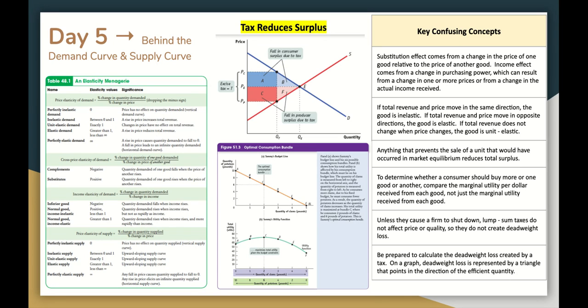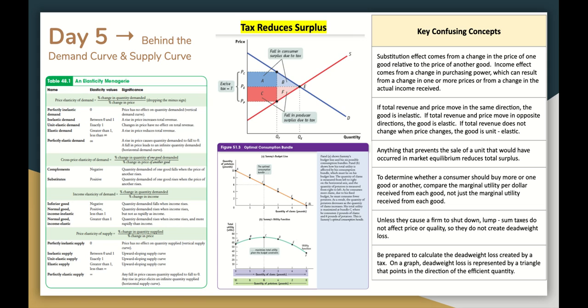Price elasticity of demand. This tells us how sensitive quantity is to a price change for a good. We know that in the law of demand, as price goes up, quantity demanded goes down. Price elasticity of demand tells us how much it's going to go down, how quickly it's going to go down. And we can make some determinations about what type of good or what type of pricing we're looking at. That's the most popular. Price elasticity of demand. Definitely make sure you know that.